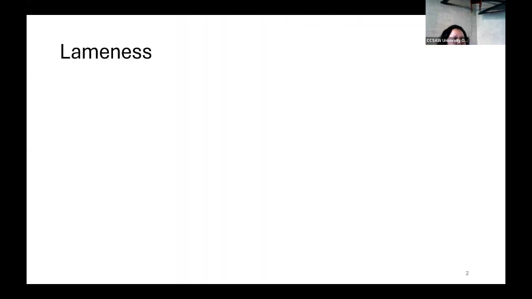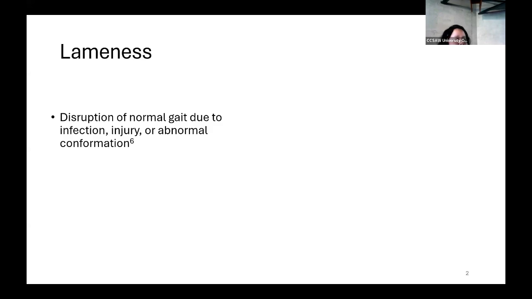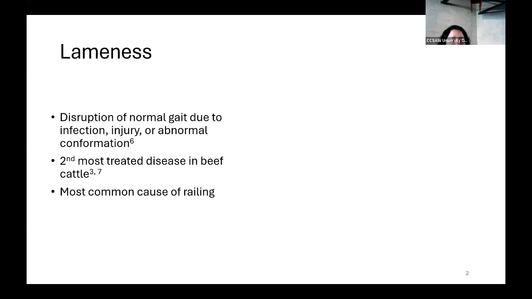So I want to start by defining lameness. Lameness is a disruption of normal gait due to infection, injury, or abnormal conformation, which causes pain and discomfort, and it makes it a welfare concern. It is the second most treated disease in beef cattle that includes cow-calf farms. And it's the most common cause of railing, which means early shipping to slaughter, of beef cattle, and a common reason found in chronic pain pens.